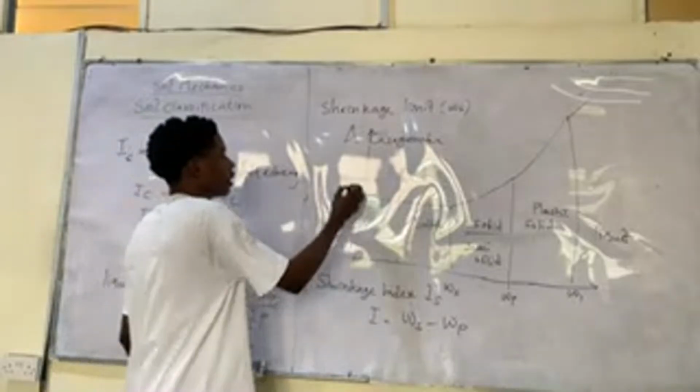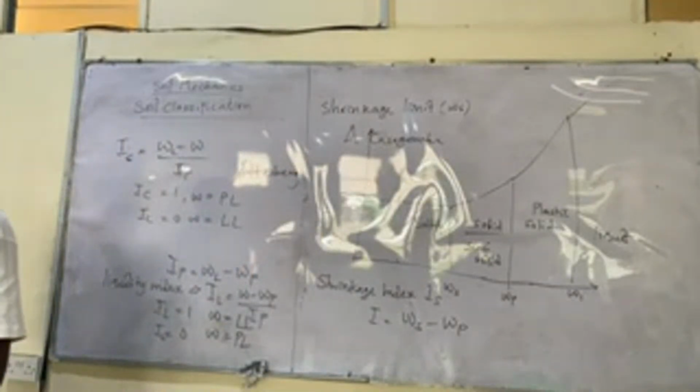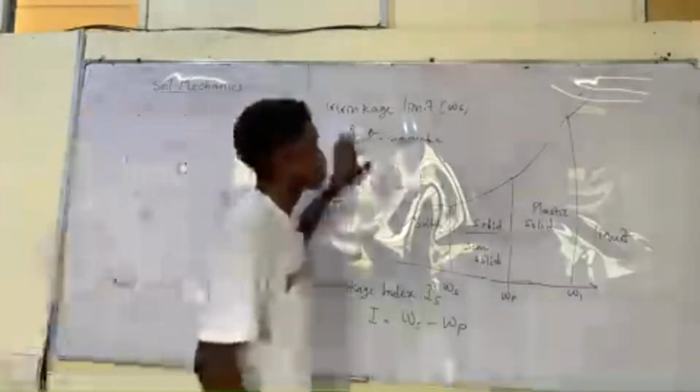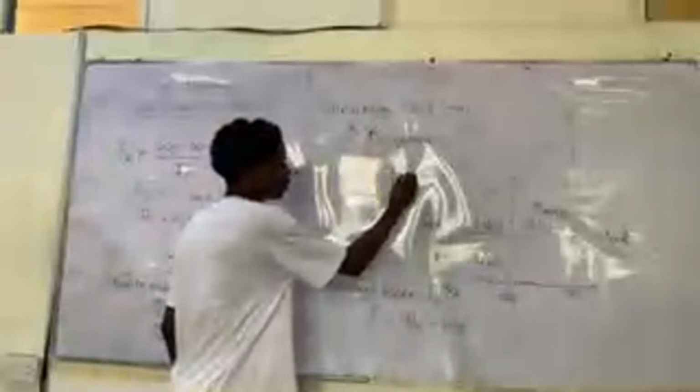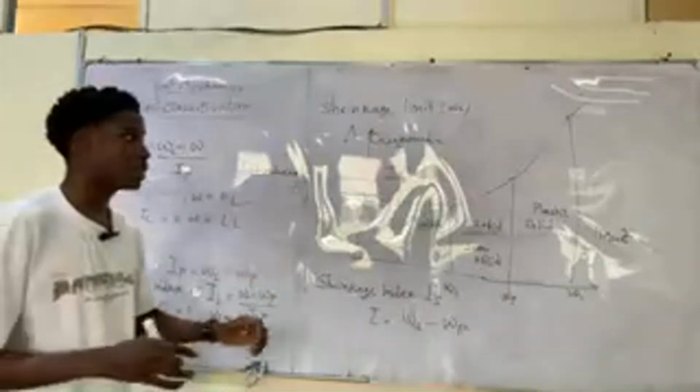Now for a liquid limit, how do we get it practically? From the experiment carried out by Otto Casagrande, he got what we call the flow index. So let me explain this practical briefly.